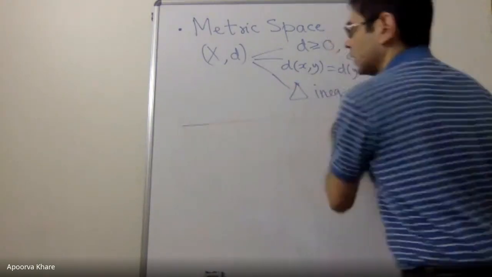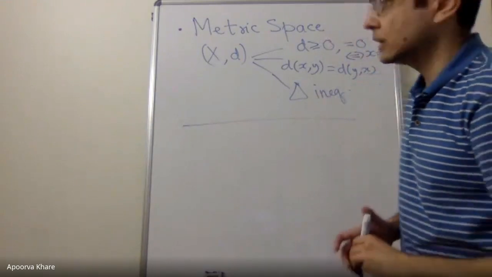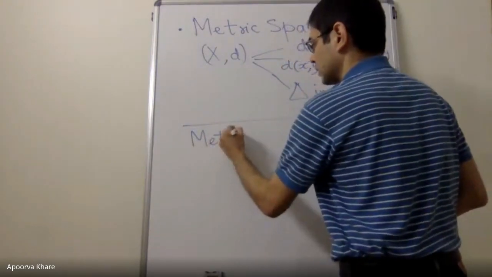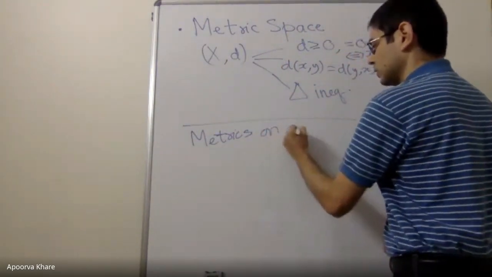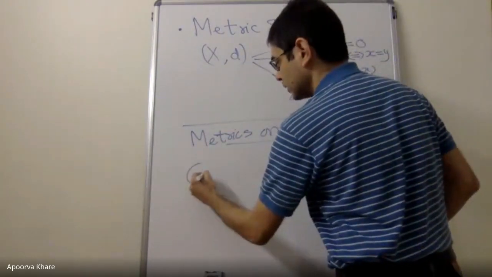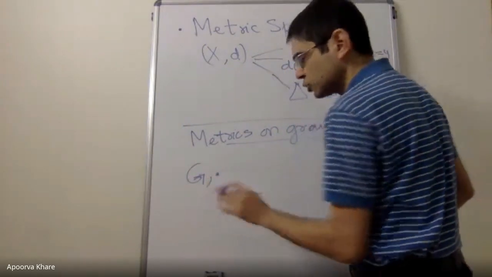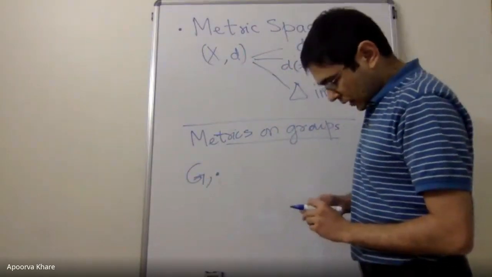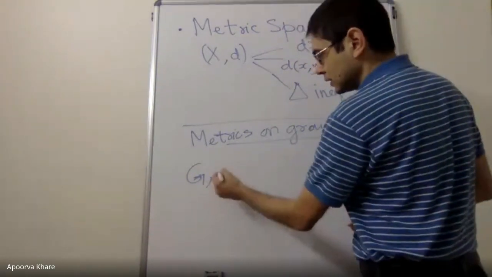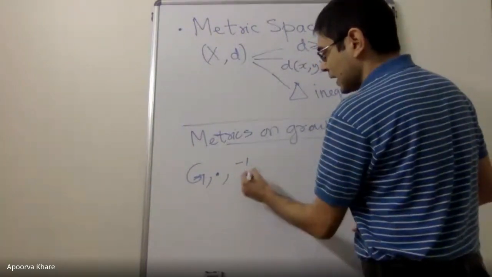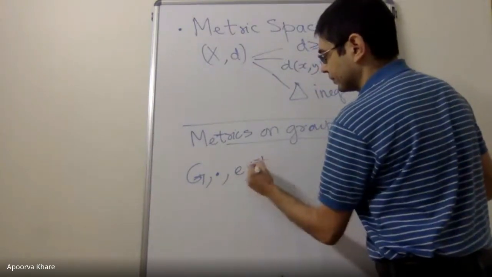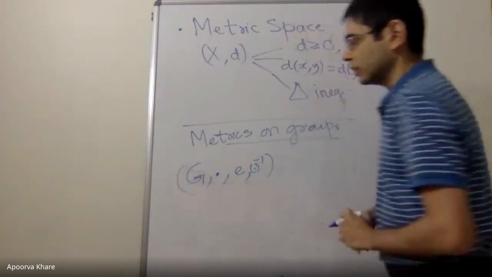What I want to talk about today is metrics on groups. So here what I mean is that G is a group. It will usually be a not necessarily abelian group. And so this is the multiplication, this is the inverse. And first of all, I need the identity in the group. Okay, so this is a group.